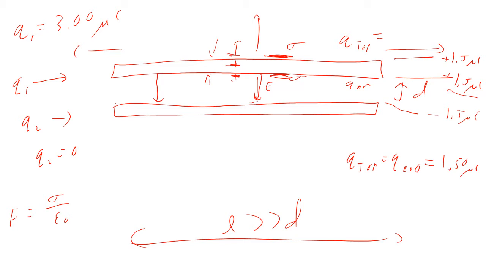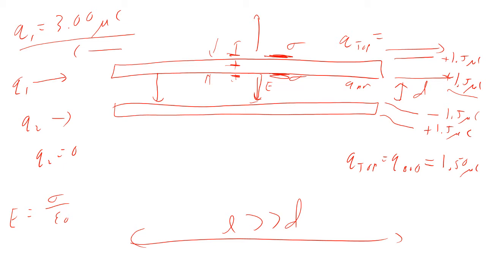But the total charge on the bottom plate is 0. So that means the other side has to be plus 1.5 microcoulombs. So you put 3 microcoulombs on the upper plate. It splits top and bottom, and so both top and bottom surfaces have 1.5 microcoulombs on them.